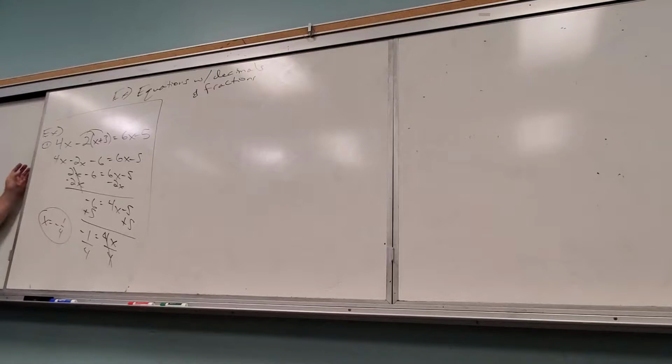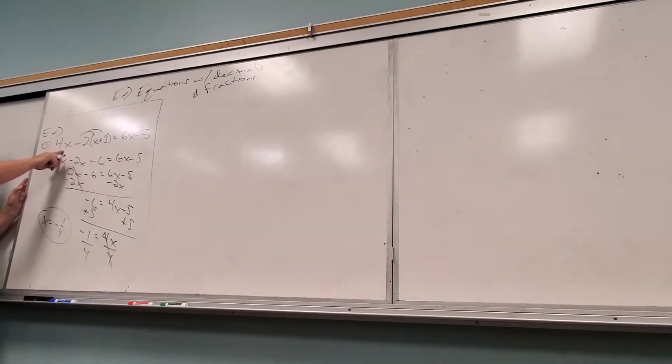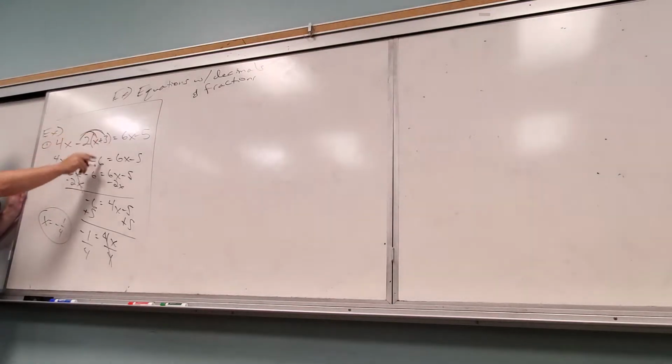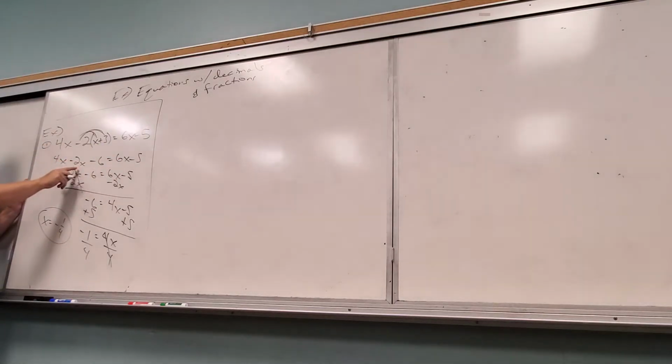I have a question. Did you leave out 4x in the first? There's 4x, negative 2. Good. Then the second line, go down one line. So there's 4x minus 2x minus 6 equals 6x minus 5. And what's 4x minus 2x? 2x. I see. So distribute, simplify each side, and then start moving stuff.